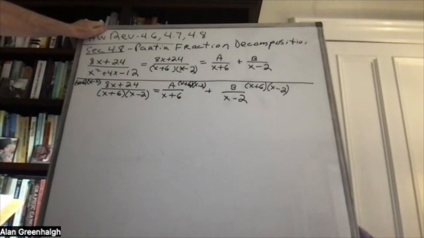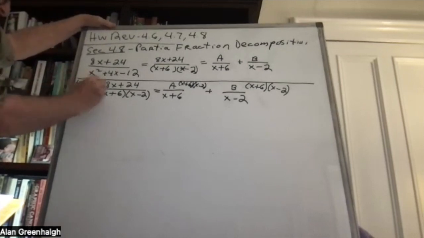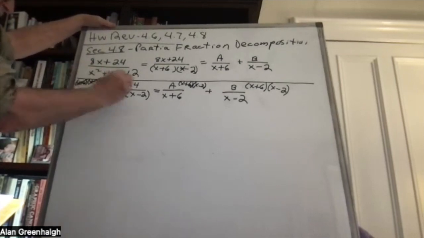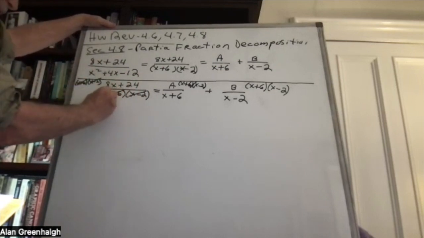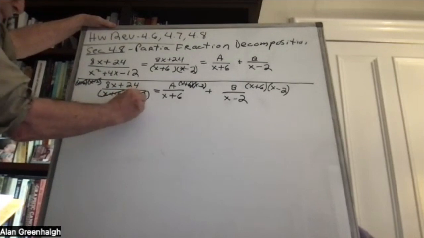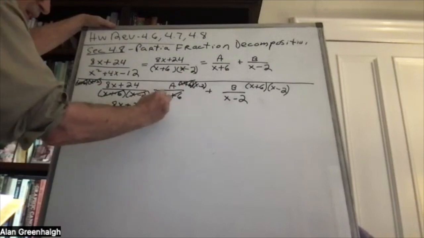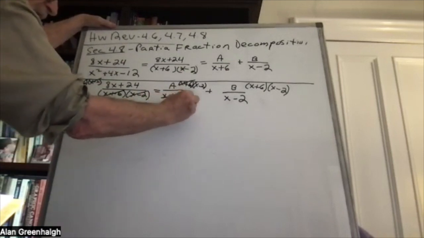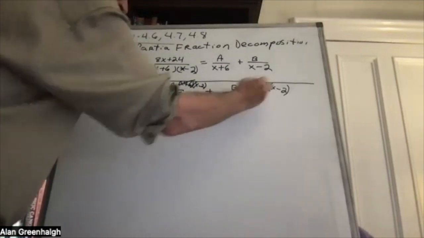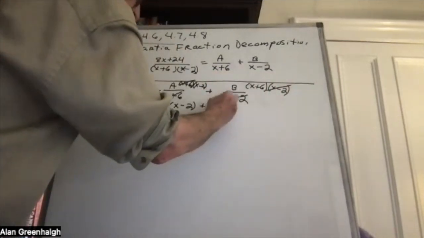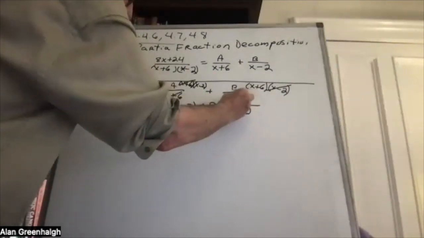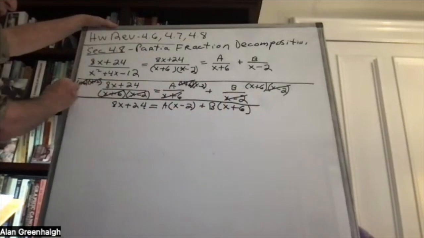Okay. Purposely going very, very slowly to allow this to sink in. The next step is to cancel out the LCD, LCM, and you get 8x plus 24. And this cancels out with that, leaving us with a times x minus 2, plus this cancels out with this, b times x plus 6. And I should have allowed a little more room, but this is what it looks like.